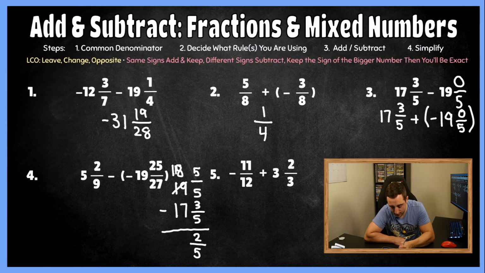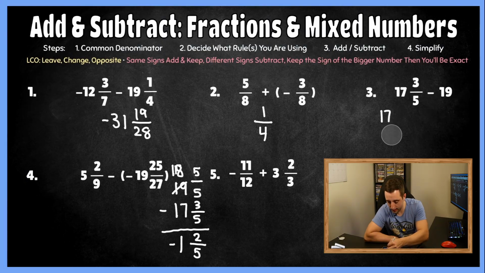18 minus 17 is going to give us 1. And then the second half of the rule says keep the sign of the bigger number, then you'll be exact. Well, 19 was bigger and negative, so we want to make sure that our final answer is negative as well for number 3. So our final answer is going to be -1 2/5. So -1 2/5 for the third one.